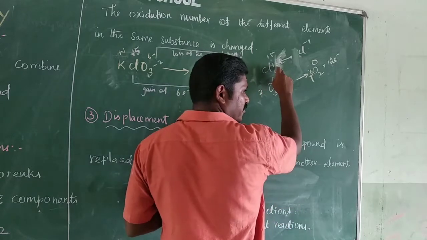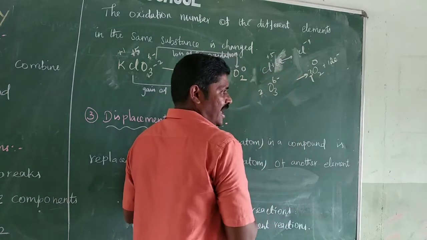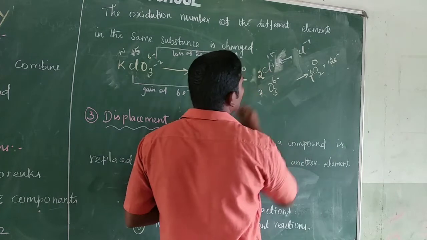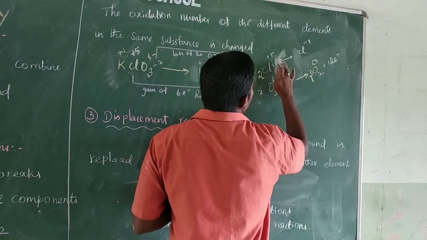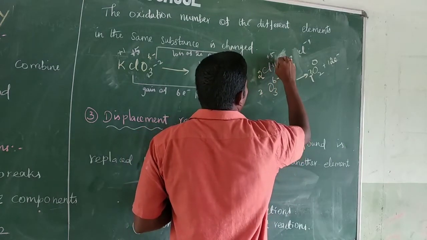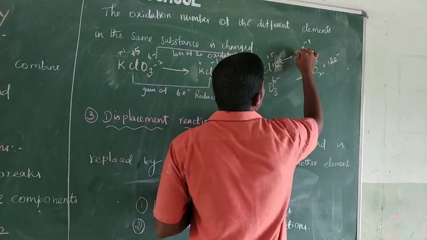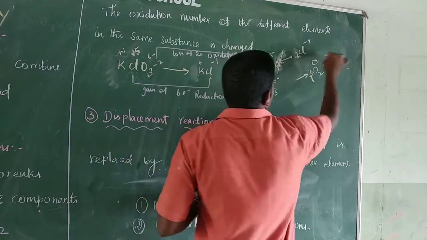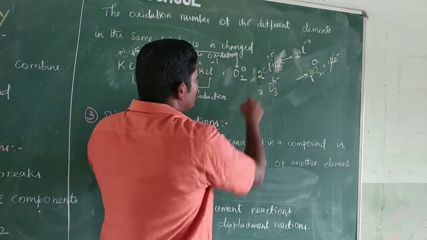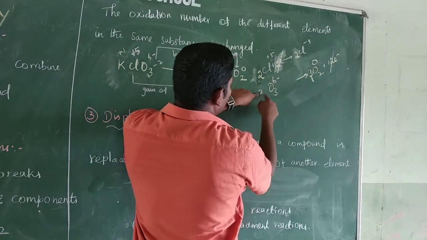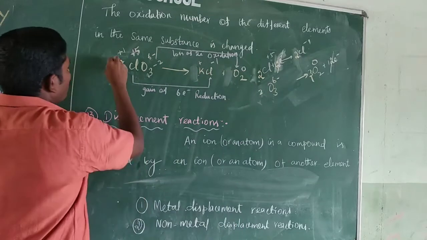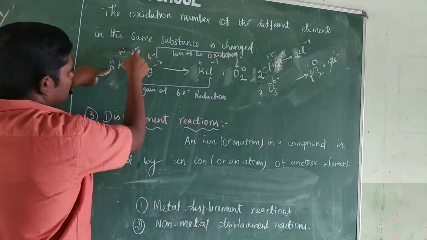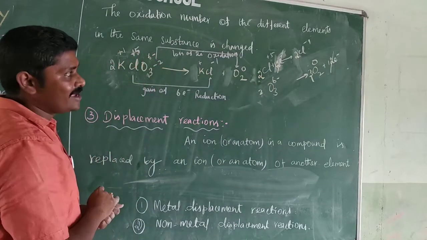So multiply the reduction reaction by 2: 2Cl, 2 into 6 gives 12 electrons, and 2 Cl minus. The 12 electrons cancel. 2Cl plus 5, 2O3, 6 minus.